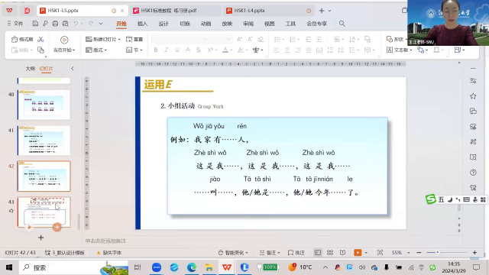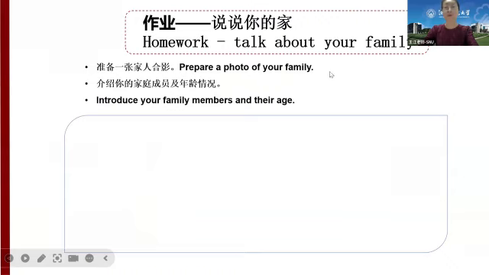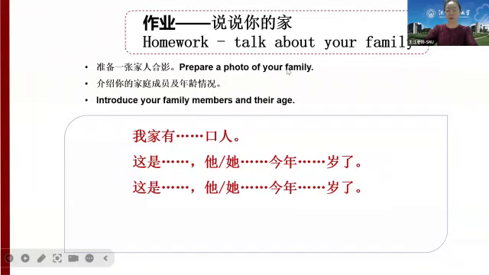So for this assignment, you'd better prepare a photo of your family and introduce your family members and their age, or if you can, introduce their jobs. Okay, for example, 我家有几口人，这是我爸爸，他今年多大了？这是我妈妈，她今年多大了？If you can, also introduce your family members' jobs. Okay, so that's the assignment for you this week.